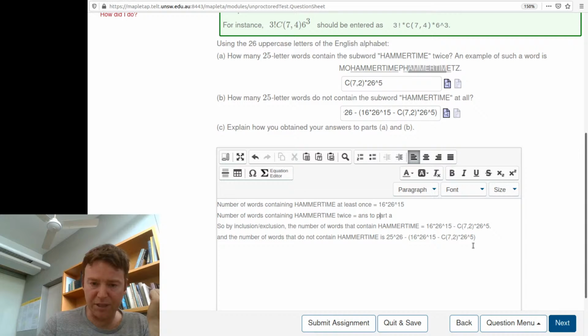I think I've got some kind of formatting error here. Do not contain this subword hammer time at all. 25 to the power 26.